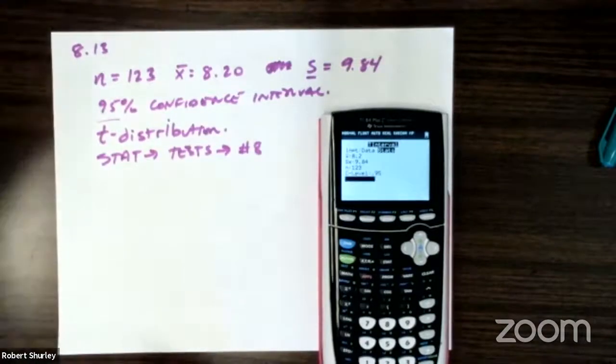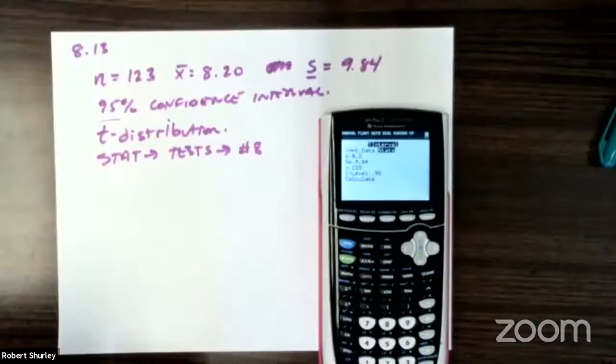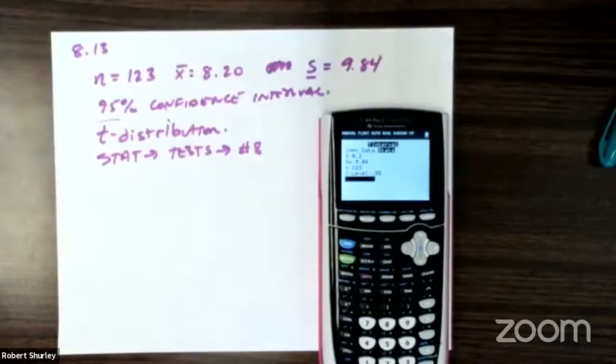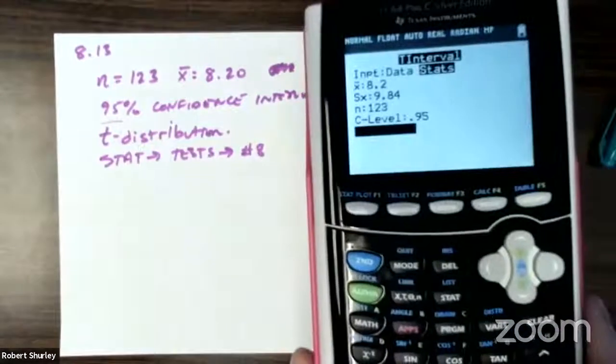Lori, let me know when you got that. My calculator is different than yours. How's it different? On the T interval, the input has data and stats. Yep. Next is the X bar. Okay. Then the Sx. Yep. And the C level and calculate. I think that's why it looks different, because I can hardly see yours. Oh, I'm sorry. Here you go. There we go. Got it. The same? Okay.